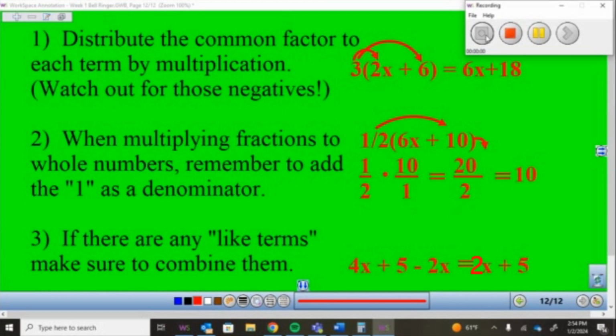Now let's review. First, you have to distribute the common factor to each term by multiplication. Now watch out for those negatives because they will change the sign of your answer. When you're multiplying fractions to whole numbers, remember to add the 1 as a denominator to help you out with those multiplications. And number 3, if there are any like terms, be sure to combine them in your final answer.